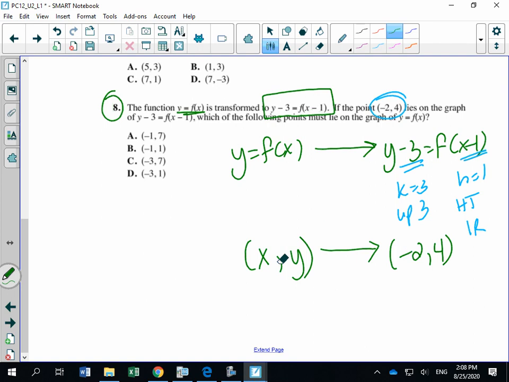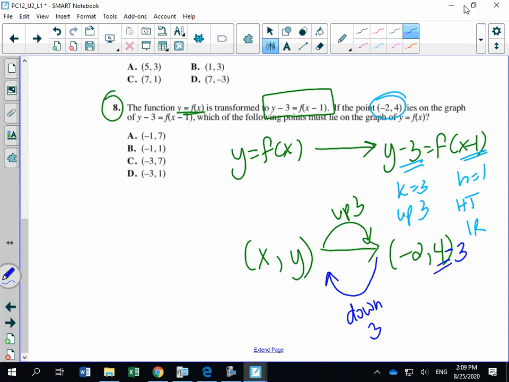So how you do this is, I always think the opposite, right? So to go from here to here, we went up 3. So what's the opposite of going up 3? If we went up 3 to go this way, going this way would be down 3. And that affects your y value. So it would be 4 minus 3. Our new y coordinate would be 1.